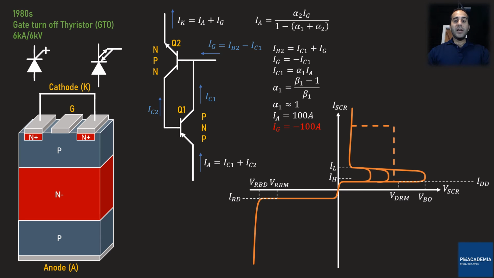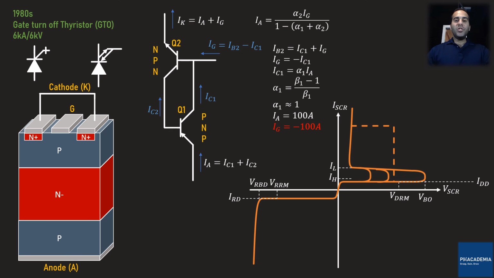If beta 1 is a large quantity, let's say 100, alpha 1 is very close to 1, and we can assume it is 1. So if the forward current or IA is 100 ampere, when the GTO is in the on state, to turn it off, the gate current must be minus 100 ampere, which is a lot. What kind of a gate driver can provide that much current? How much would be the gate driver loss?